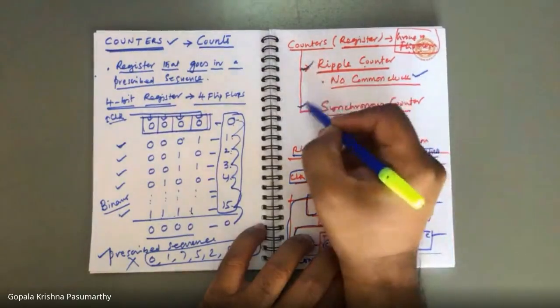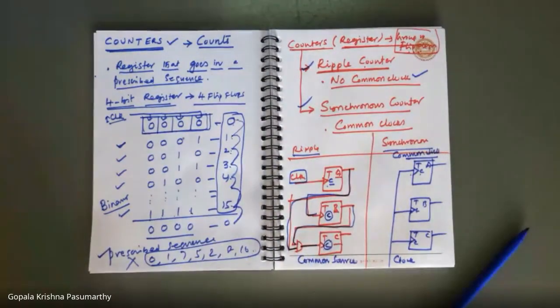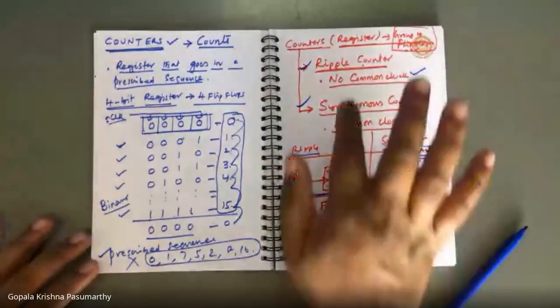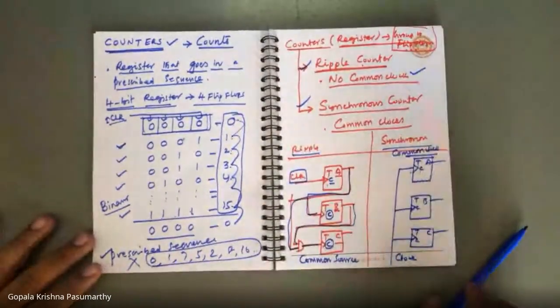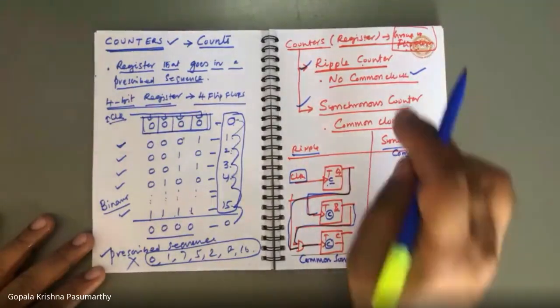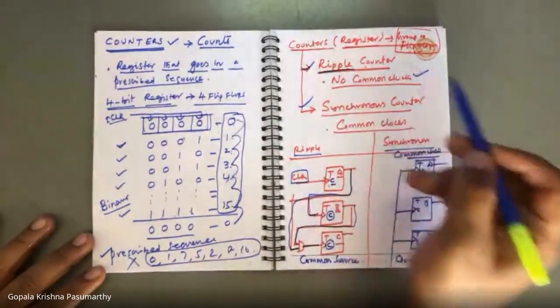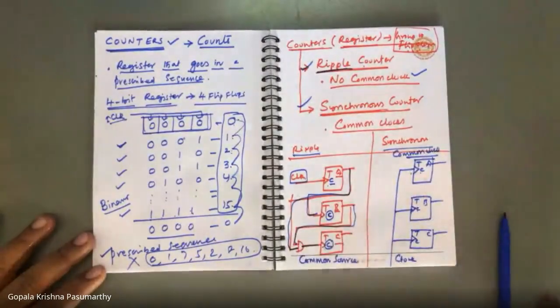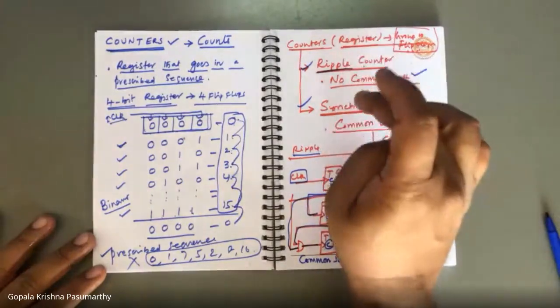That is the difference between a ripple counter and a synchronous counter. In a ripple counter, there will be no common clock. In a synchronous counter, there will be a common clock. So by looking at a given diagram, one can understand whether it is designed in ripple fashion or synchronous fashion. So we have to study ripple counters as well as synchronous counters.